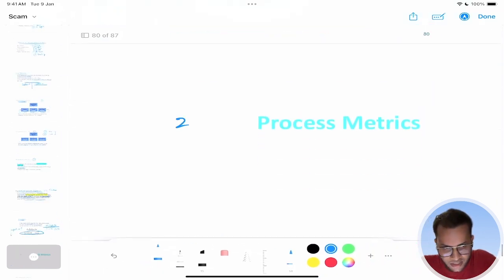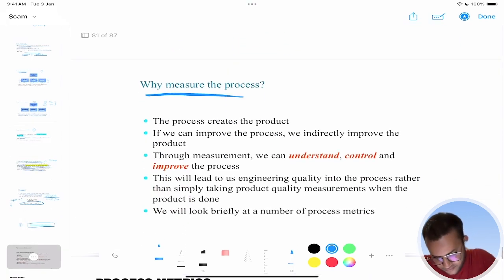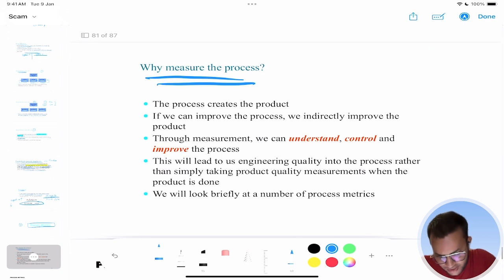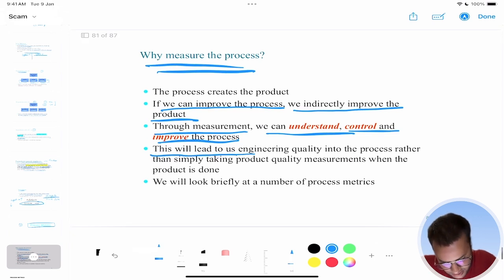Now this is the second part, which is the process metrics. Why do we need to measure the process? If we can improve the process, we indirectly improve the product. The more efficient the process becomes, the more efficient the product will become. Through measurement, we can understand, control, and improve the process. If we are able to measure the process, like what all good things and bad things are there, then we can improve the bad things and improve the process. This will lead us to engineering quality into the process rather than simply taking product quality measurements when the product is done.